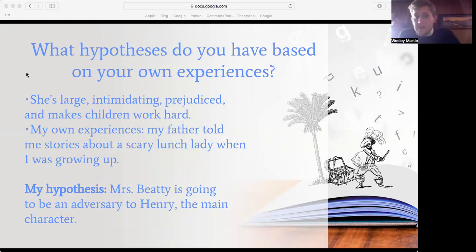And based on my own experiences, my father told me many stories about a scary lunch lady growing up. So my hypothesis is that Mrs. Beatty is going to be an adversary to the main character. She's going to be mean to him, right? So now let's see if this is supported if we read onwards.